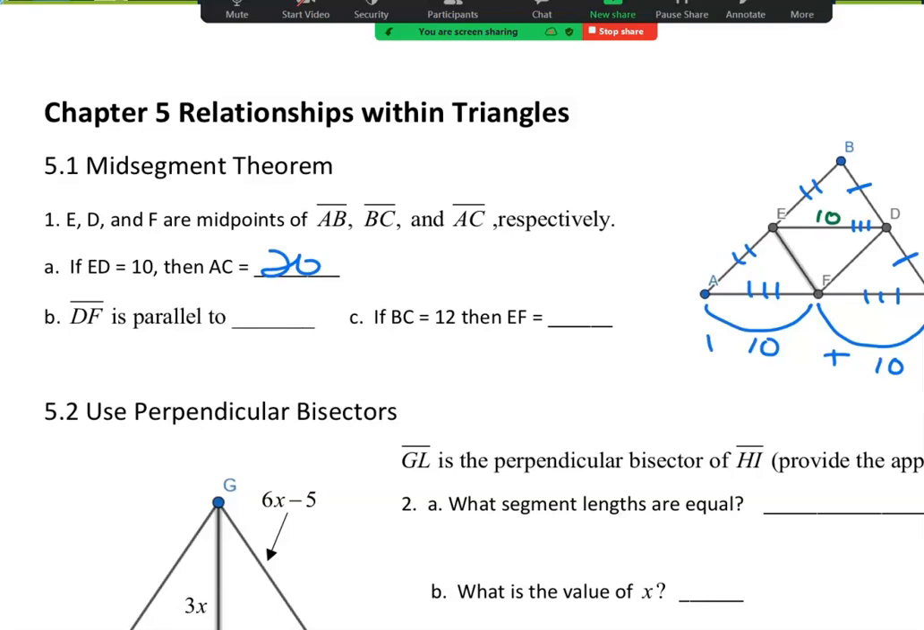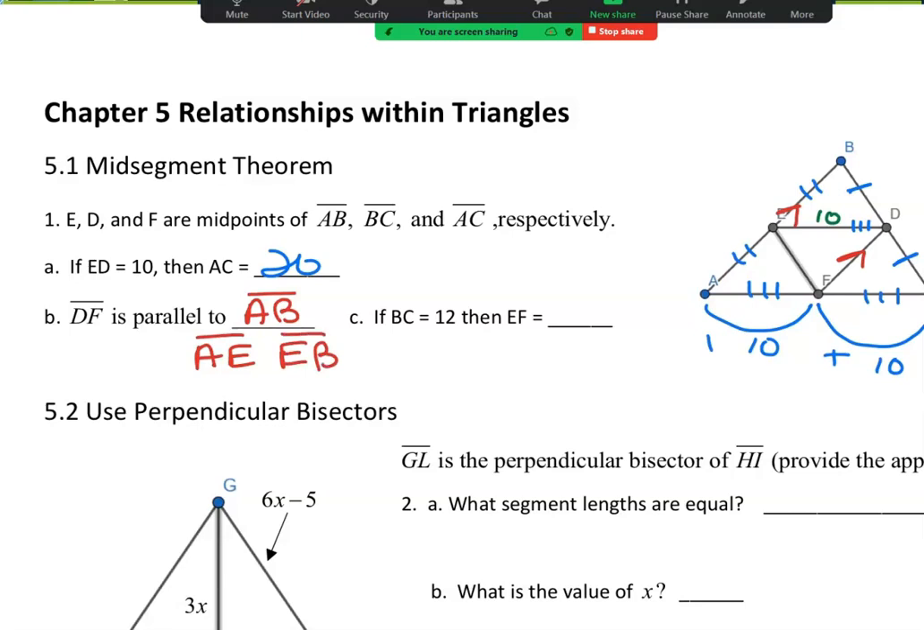Okay, next thing says DF is parallel to what? So DF, look where that is. So this guy is parallel to what? Well, it's parallel to this whole line. So I can say really 3 things. I can say it's parallel to AB, which is that whole line. I can say it's parallel to AE, which is a part of that whole line. And I can say it's parallel to EB. So any 3 answers would work fine.